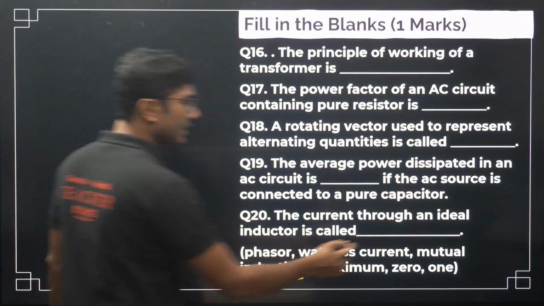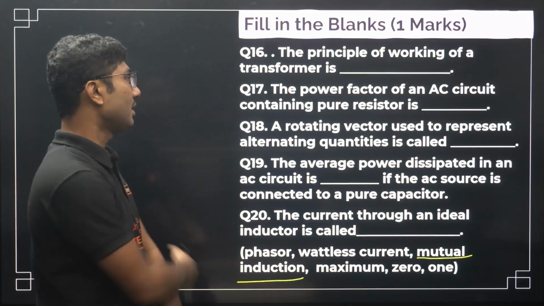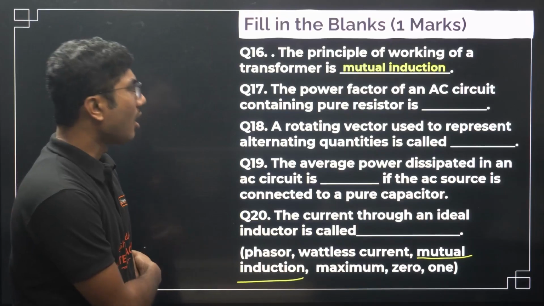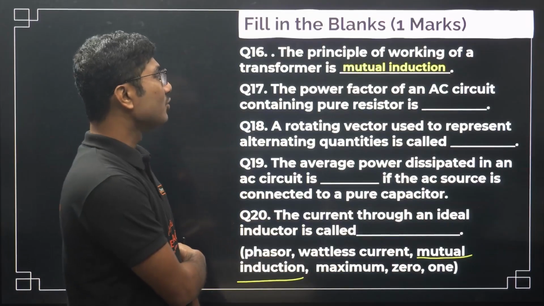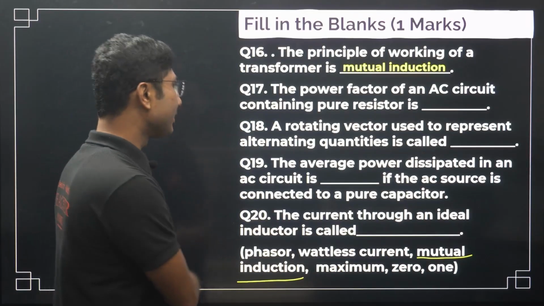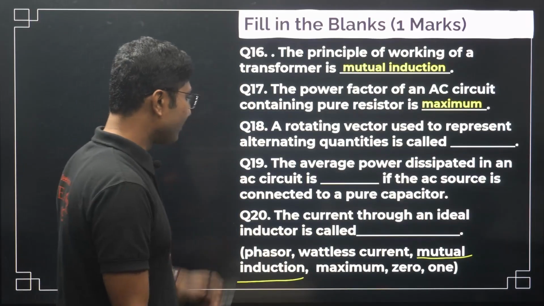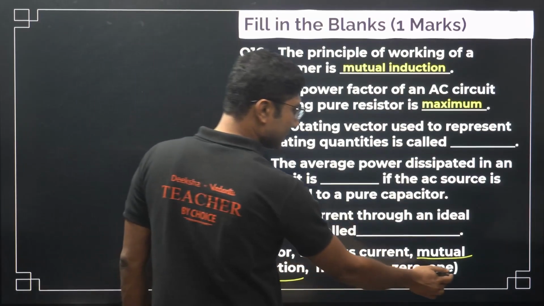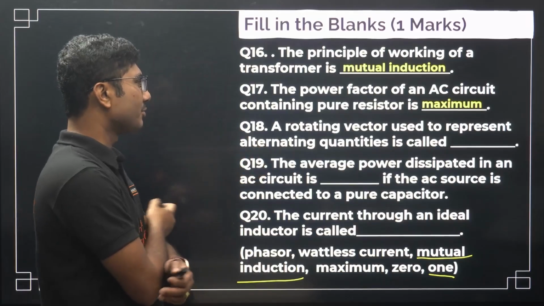Mutual induction is the working principle of a transformer. The power factor of an AC circuit containing a pure resistor is 1. So the power factor of an AC circuit with a pure resistor is 1, or you can say maximum. The option "maximum" is not there, but 1 is there, so 1 can also be the answer. Anyway, maximum can also be the answer.